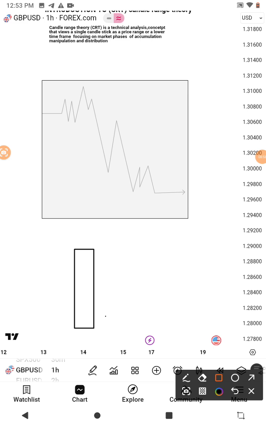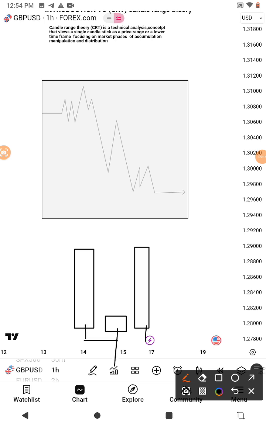Accumulation, manipulation, distribution. How many candles are here? Let me give it a second for you to answer. How many candles are here? Three candles. One, manipulate, distribute.